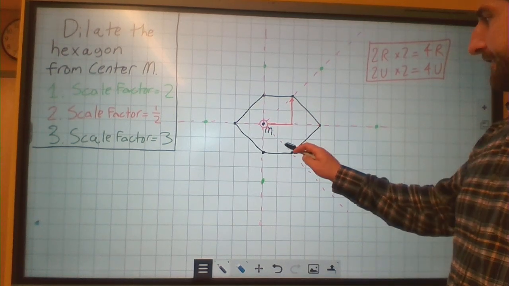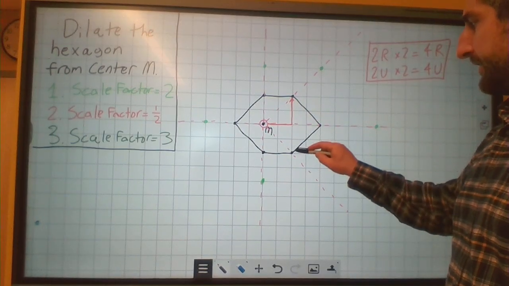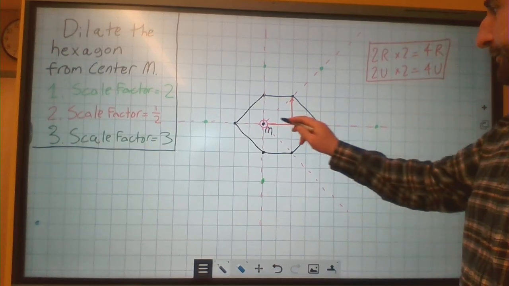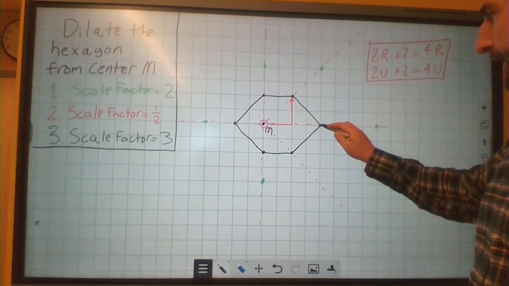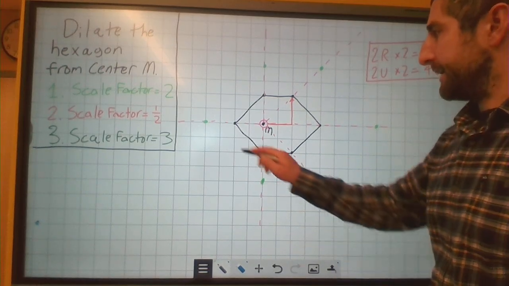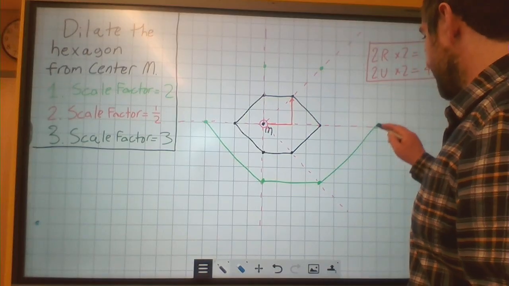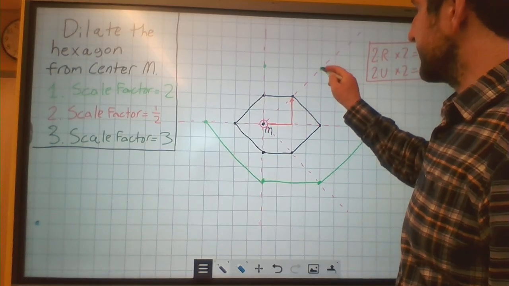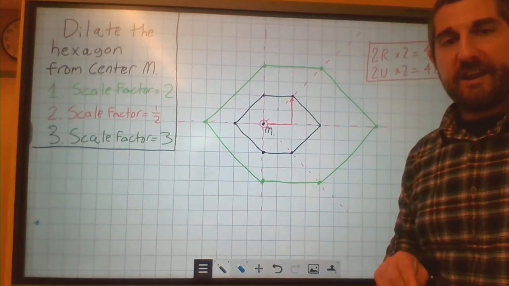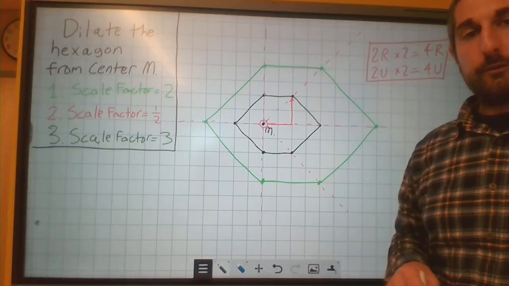Same token, to get to this point, it's 2 to the right and 2 down. So if we're doubling each of those, that becomes 1, 2, 3, 4 to the right and 1, 2, 3, 4 down to get our final point. And from there we can complete our new hexagon, where every length and every distance is double what it was in the original black hexagon.